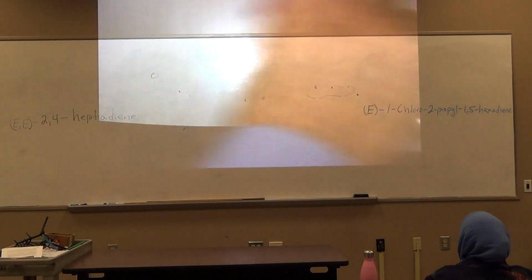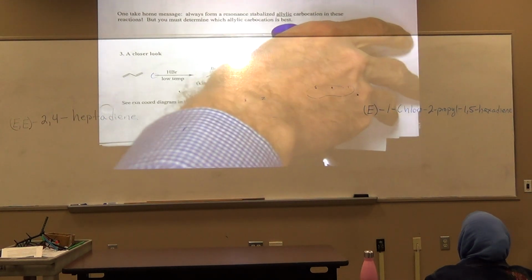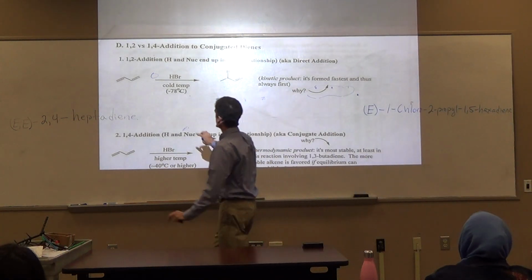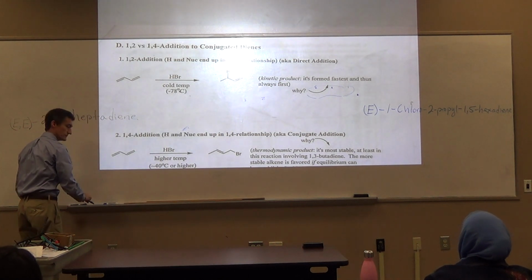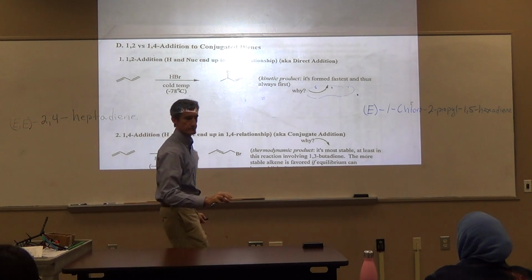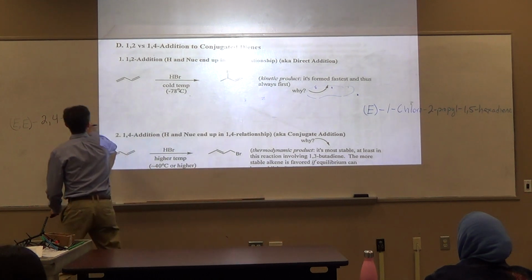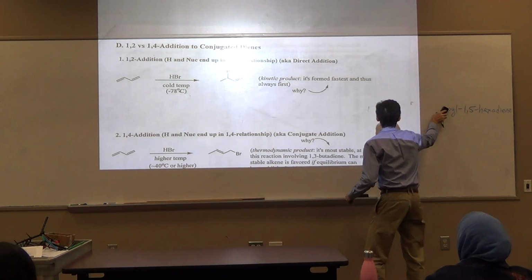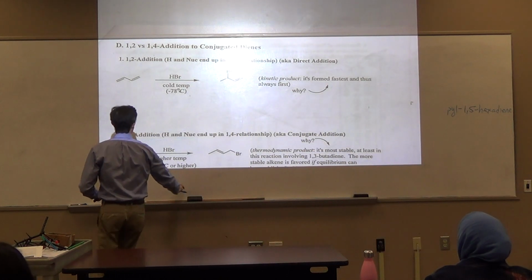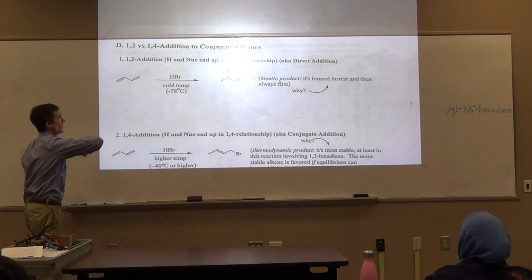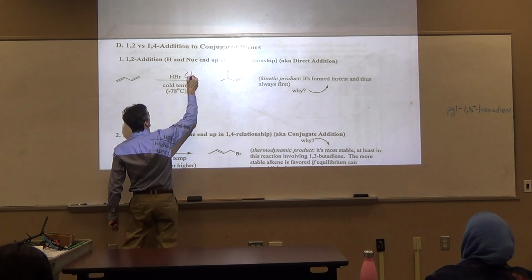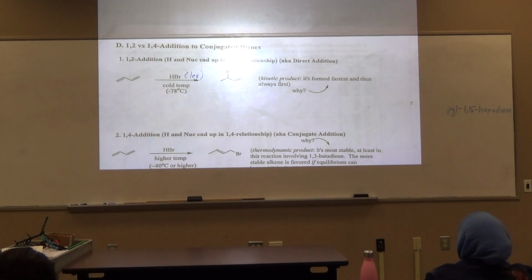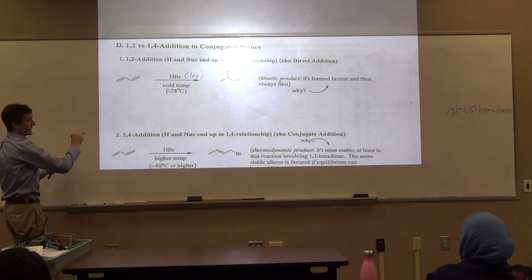Okay, let's move ahead here. 1,2 versus 1,4 additions. Chemistry. If you take this diene reacted with HBr, cold temperature though, HBr, one equivalent. Okay? And say that here. Usually implied unless it says excess. We can get that product.